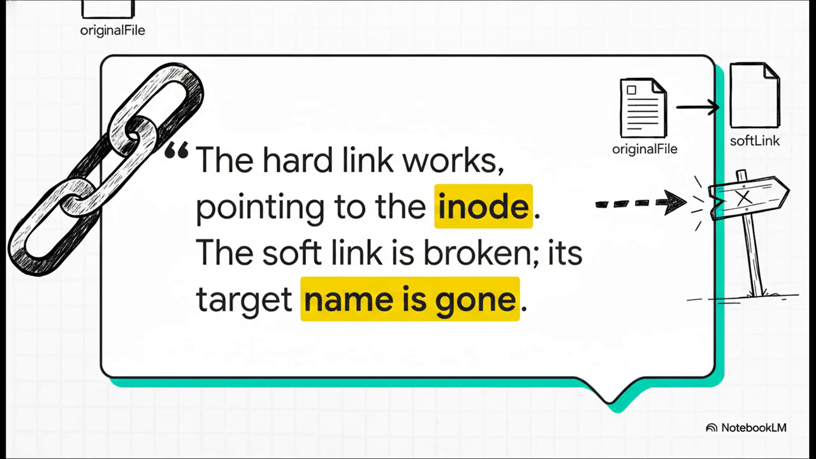So what does this tell us? The hard link never actually cared about the name original_file. It only ever cared about the inode, number 123456. As long as that inode and its data exist, the hard link works just fine. The soft link, though, it was basically just a sticky note with the address original_file written on it. Once we got rid of that name, the note is pointing to nothing.